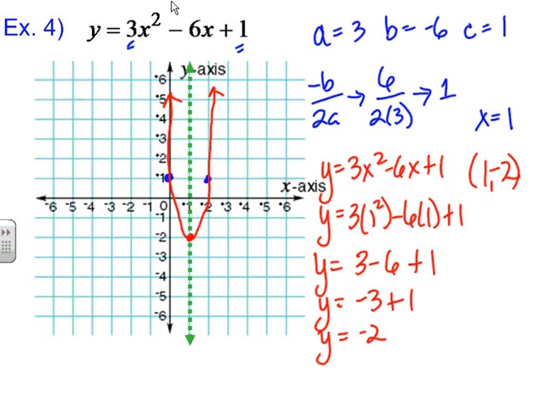Because if it was 0x squared, this would be gone, and all we would be left with is this part, -6x plus 1, which we know is a line. So once this is gone, that's what will happen. So we can kind of see how those characteristics play out. And that should help you with your graphing of quadratic functions.